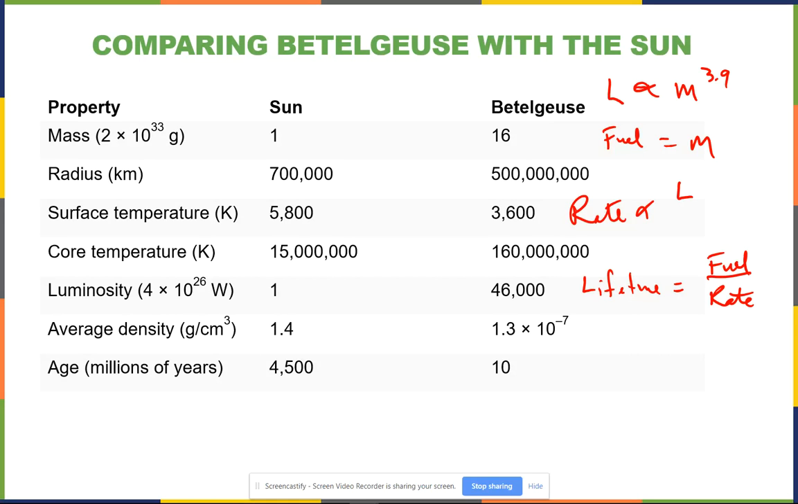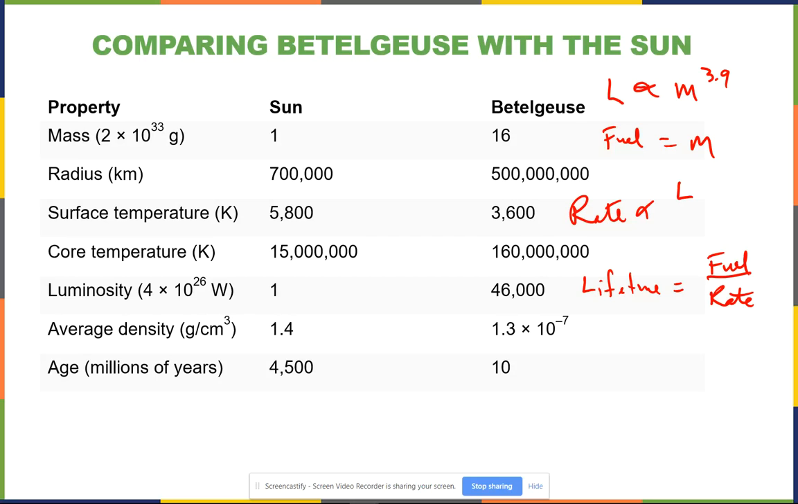Think about your car. You have, let's say, 15 gallons of fuel, and you go 30 miles per gallon. You can calculate how far you can travel by taking the amount of fuel you have divided by the rate at which you're burning it per mile. Same thing we're doing here, except we're doing the amount of fuel per time for our rate, and hence we're getting the time for the lifetime.